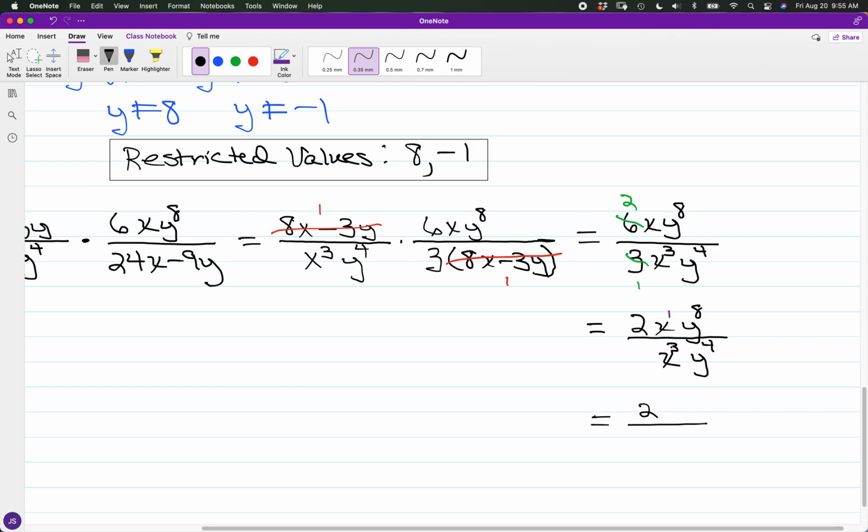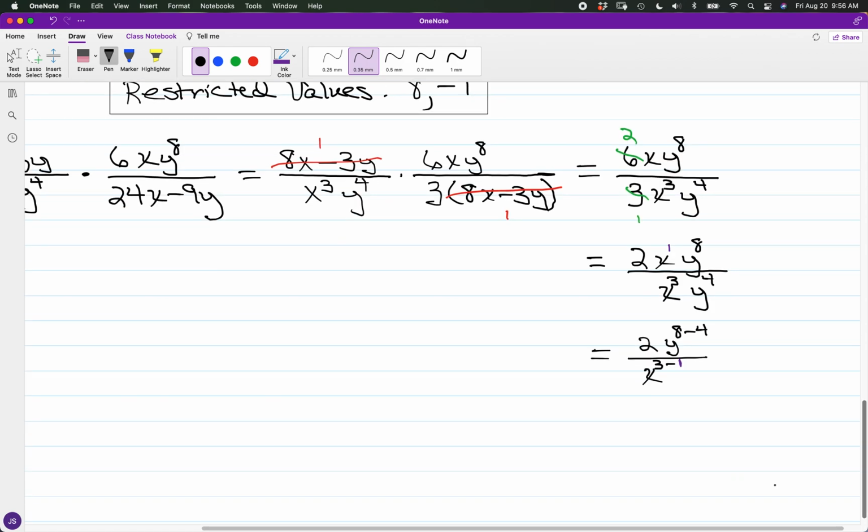And if we look at reducing, you have 2. Now for x, we have x to the 3 minus 1. In the case of y, we have the higher power in the numerator, and the reduction stays in the numerator. So we have 2 times y to the 8 minus 4, and for the end result, we have 2 times y to the 4th, and x to the 3 minus 1, so this will end up at x squared.